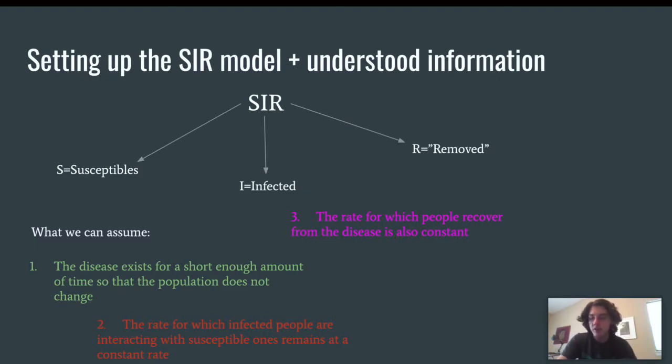The third assumption will then relate to the R category of people, where people are essentially removed from the group of susceptibles or infecteds because they have had the disease before, or because they have died from it. And we can assume that the rate of recovery and also death is constant as well.